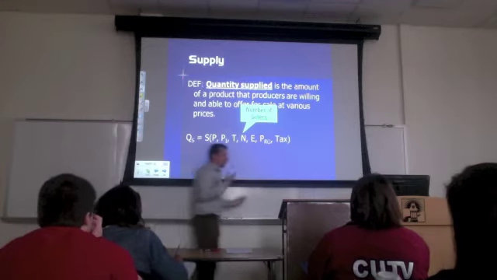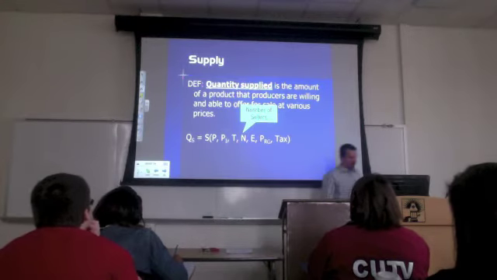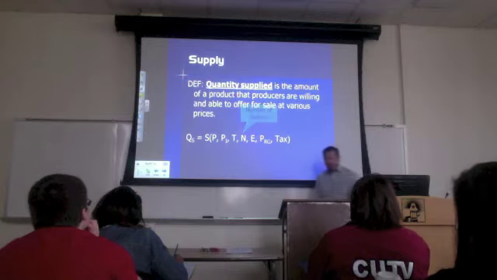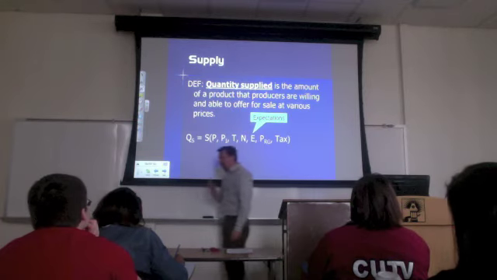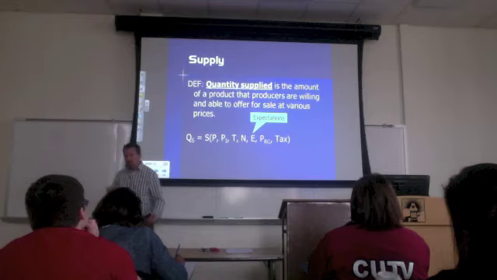N represents the number of sellers, so very similar to the number of buyers. If there are more firms in the group that we're considering, the more firms would be willing and able to offer more for sale. They would want to sell more.